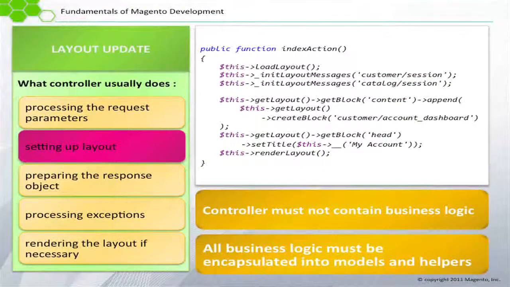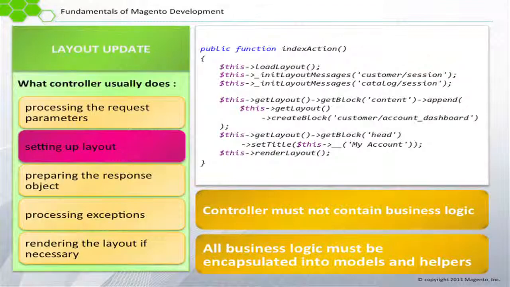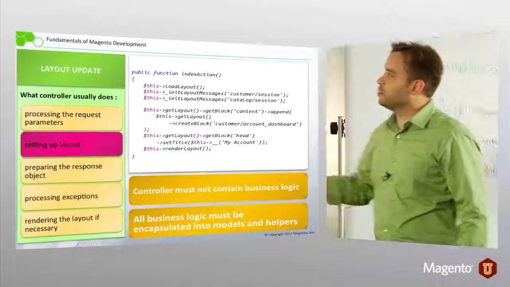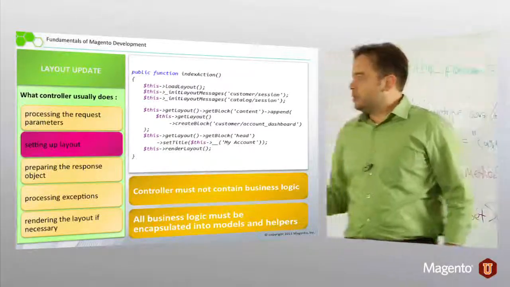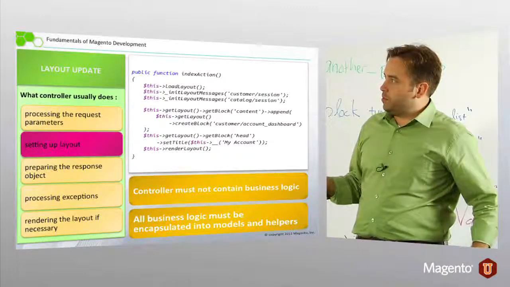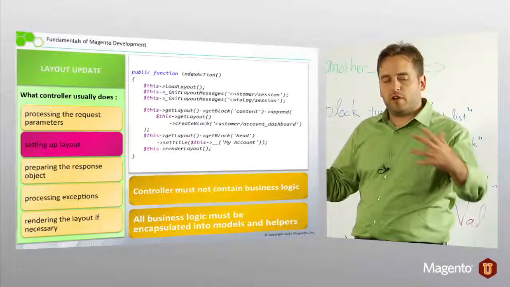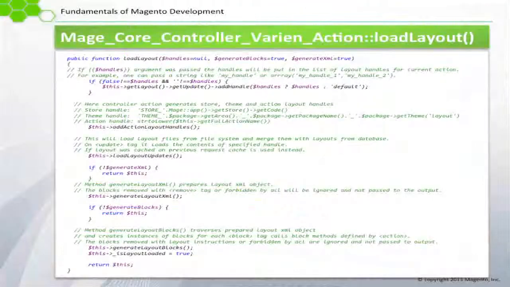Setting up the layout: load layout, render layout, in a controller action. That's it. Load layout, render layout. In here, we're doing some more stuff that's probably going to be used in a template somewhere, or by a block file, but we don't need to consider that. The two function calls here that matter are load layout, which gathers all that XML and strips it out based on some particular rules, which we'll discuss, and render layout.